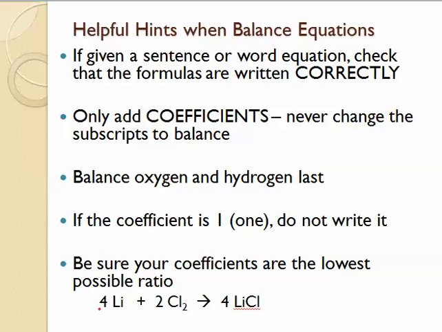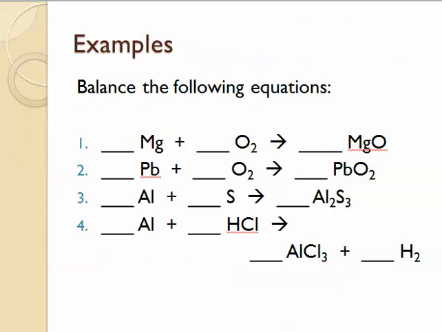So in this example here, we have a 4 to 2 to 4 ratio, which I could reduce down to 2 atoms of lithium to 1 molecule of chlorine, giving us 2 formula units of lithium chloride. The second one here would be the correct equation because it's in the lowest ratio, and so always make sure you reduce your coefficients if possible.